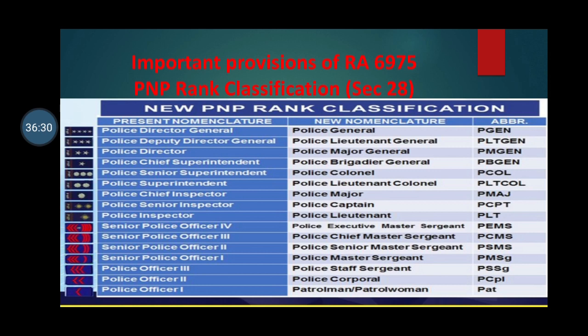SPO4 would be the Police Executive Master Sergeant. SPO3 would be the PCMS or the Police Chief Master Sergeant. SPO2 would be the Senior Police Master Sergeant. SPO1 would be the Police Master Sergeant. And then Police Officer 3 or PO3 will be Police Staff Sergeant. Police Corporal for PO2 and Patrolwoman or Patrolman for Police Officer 1. So yun na yung bago ngayon na nagagamit natin pagdating sa rank classification for the PNP.